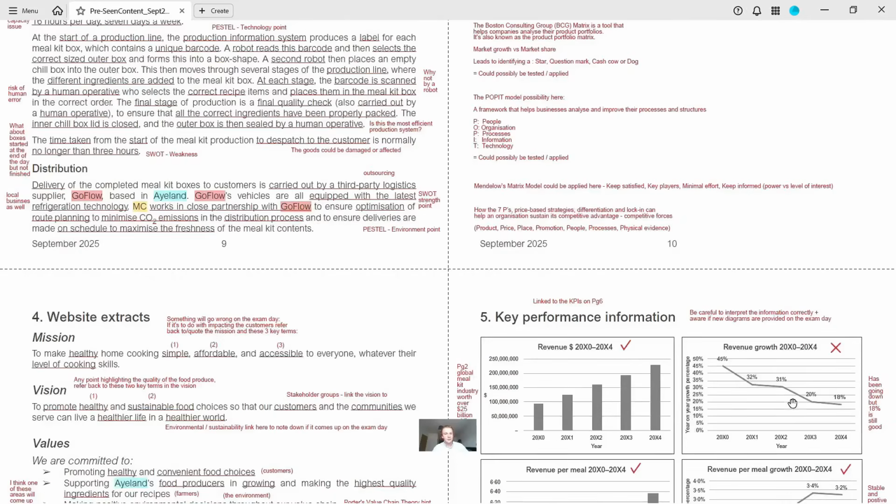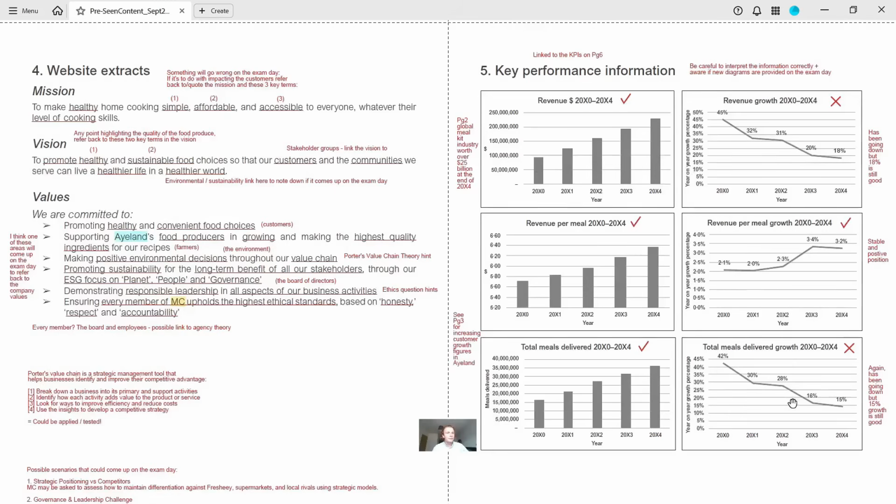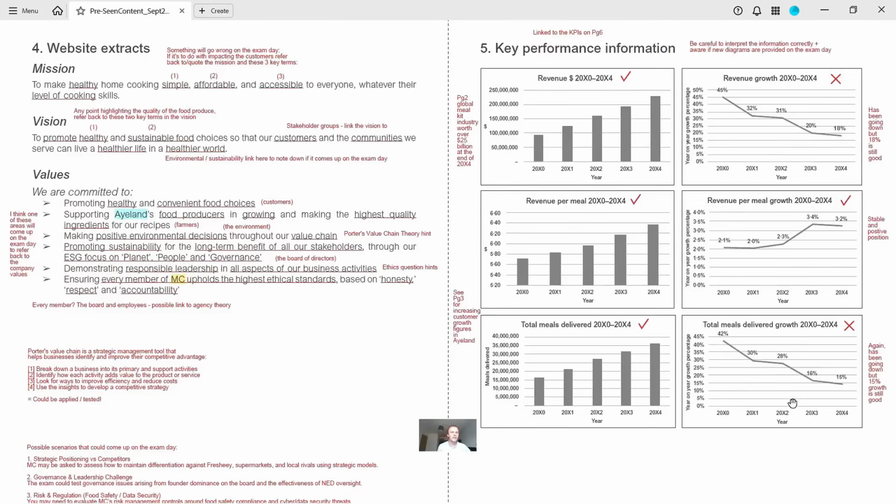Definitely don't overlook those. Now we're coming on to the website extracts on the left-hand side. The mission, vision and values, a critical part of the pre-seen materials in my eyes. The mission is pretty simple, as you can see on there: to make healthy home-cooked food simple, affordable, and accessible to everyone, whatever their level of cooking skills.